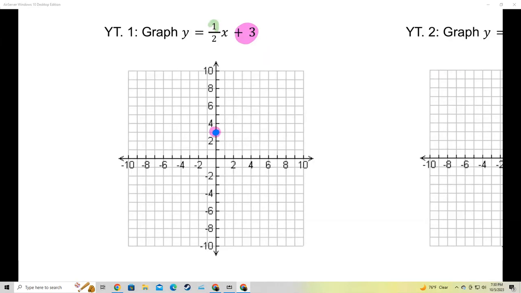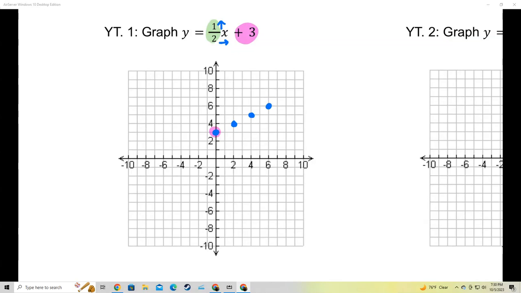My slope is 1/2. Now remember, the number on the top tells me up or down. Because it's positive, I'm going to go up 1. The number on the bottom tells me left and right. Because it's positive, I'm going to go right 2. So my pattern is to go up 1, right 2, up 1, right 2, up 1, right 2. So let's see. From here, I'm going to go up 1, right 2, put a dot. Up 1, right 2, put a dot. Up 1, right 2, put a dot.